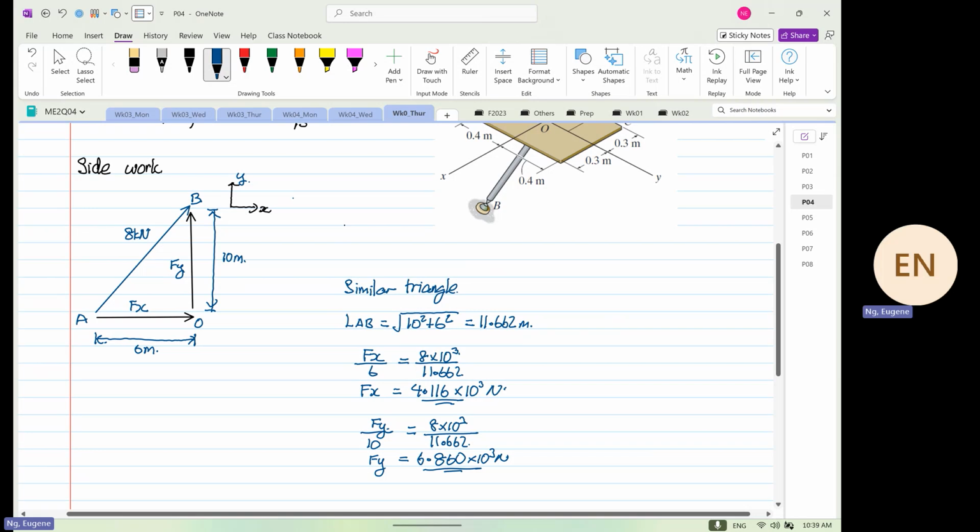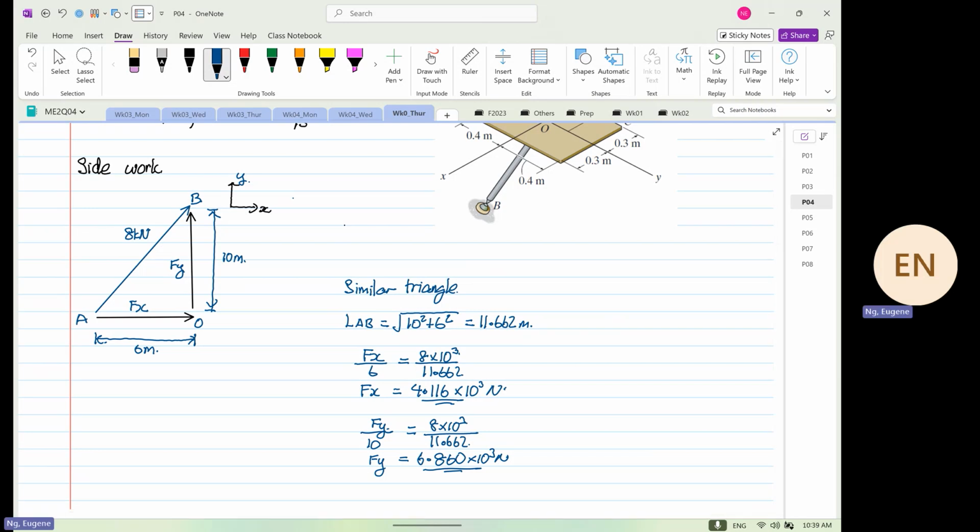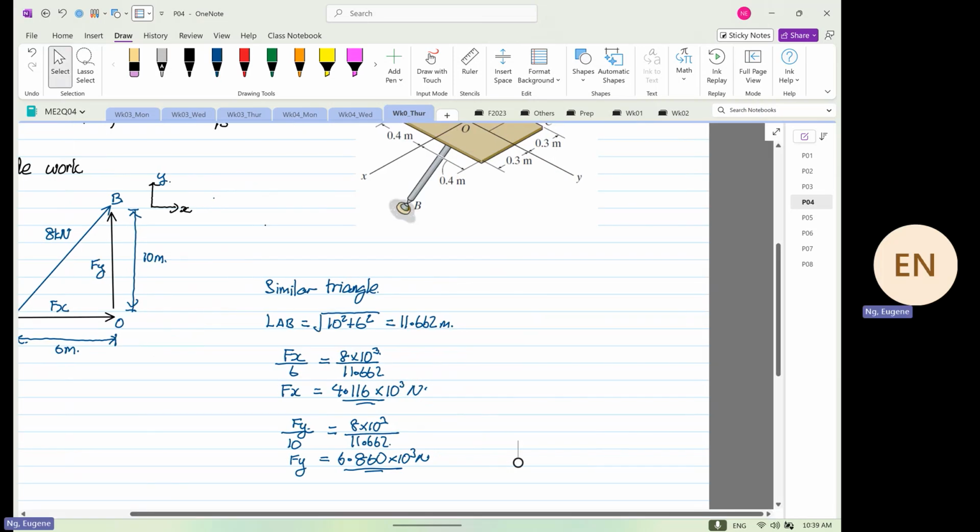Have you seen this before? Yes? Response? Have you applied this before? Yes, right? I mean, another way of doing it is you can use the angle method.